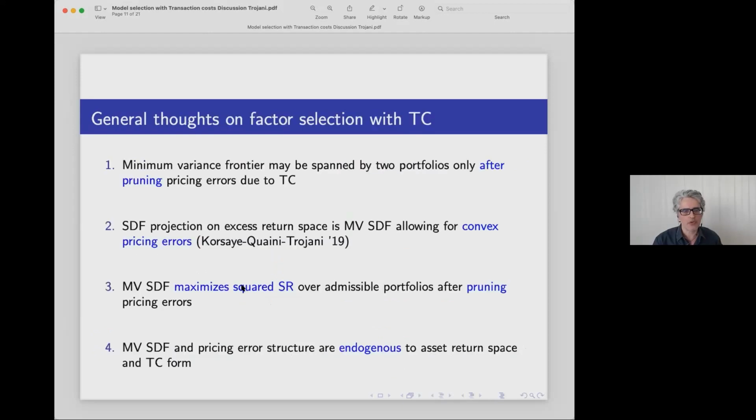All right, so general thoughts. Well, if you have transaction costs, you don't have this standard general result of simple spanning of the frontier. However, what I'm going to show you is that you can construct some corresponding transaction cost SDF. You can then prune part of the expected return, which you can call pricing errors. And then after pruning, there will be a remaining part of the frontier, which is spanned by two portfolios, as usual. Okay? And one of these portfolios is going to be a particular stochastic factor, which appears after transaction cost correction.